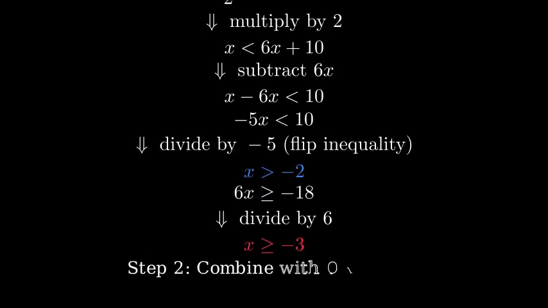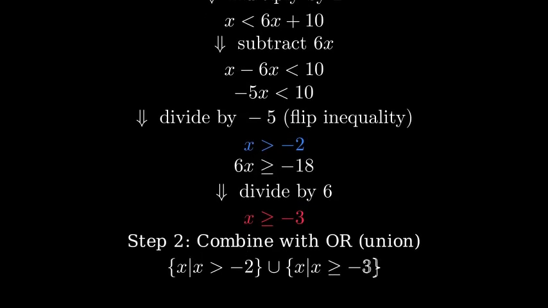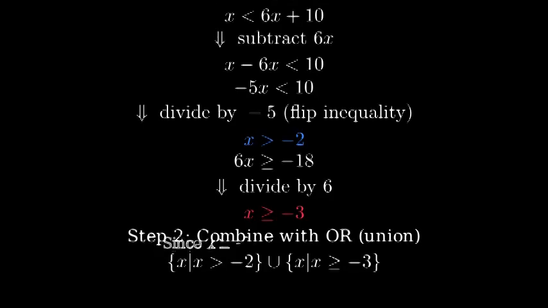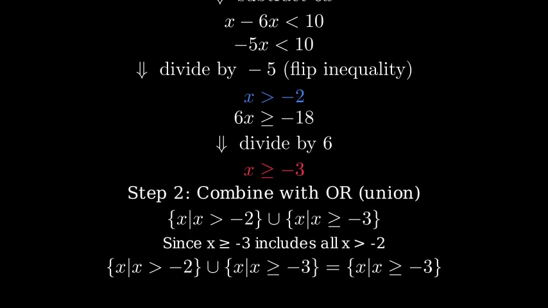Since this is an or compound inequality, we take the union of the two solution sets. We have x is greater than negative 2 or x is greater than or equal to negative 3. Let's think about this carefully. Any value greater than or equal to negative 3 includes all values greater than negative 2. So the union of these two sets simplifies to just x greater than or equal to negative 3.